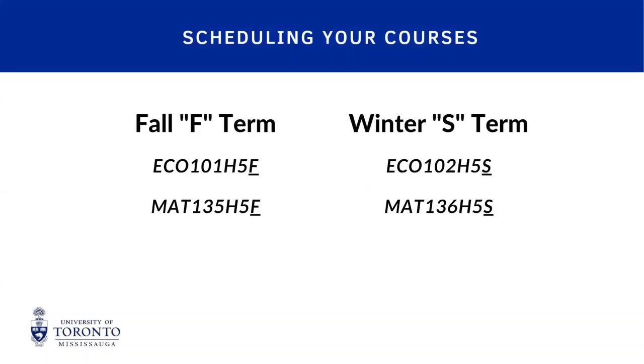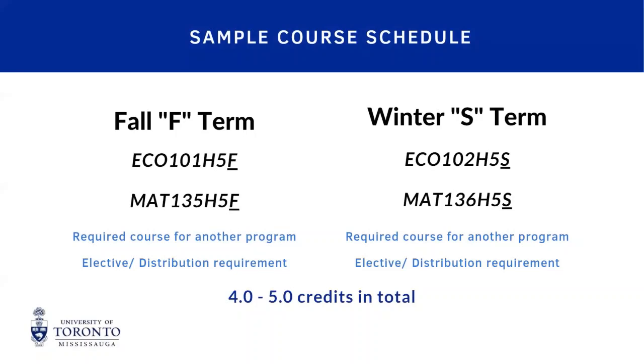Scheduling your courses. Students can enroll in the summertime for both fall F term and winter S term courses. Here is the breakdown of how most students will plan their courses: ECO 101 and Math 135 in the fall, and ECO 102 and Math 136 in the winter. A sample course schedule will then be ECO 101 and Math 135 plus other required courses or electives in the fall, and then 102 and 136 in the winter, and additional required courses or electives. In total, students should be planning to complete 4 to 5 credits in the fall and winter term combined.